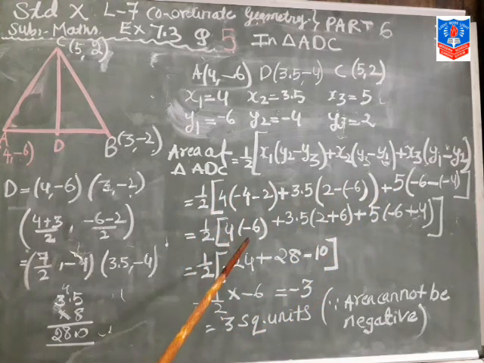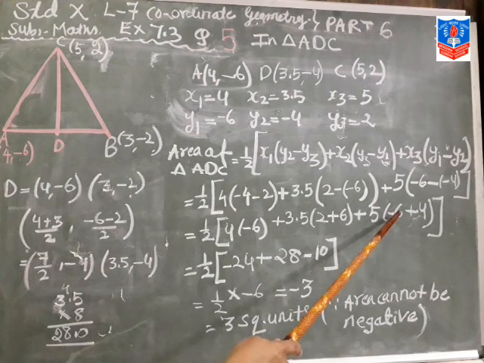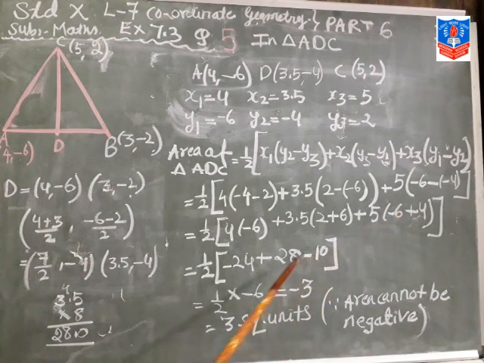Clear? So now 6 4s are 24. Here 8 3.5s are 28, we are getting this, and here minus 2 and 5, minus 10. Clear? So here you will get minus 24 plus 28 minus 10, so minus 6. So minus 3. Clear? 2 3s are 6. And here the area we will write 3 square units. Why? Because area cannot be negative.